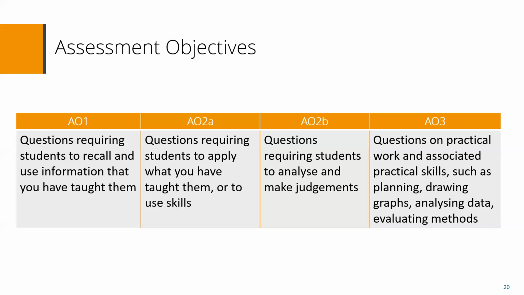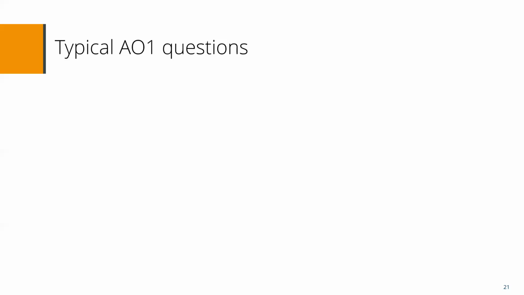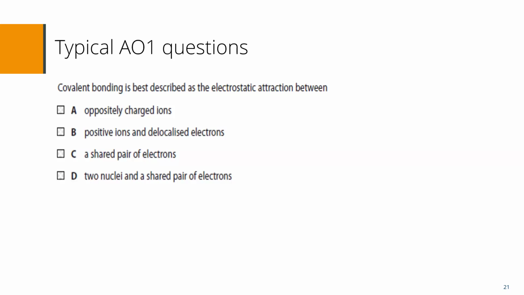That way, the level of demand and degree of difficulty is kept very much the same, and it enables you to know what the makeup of the paper is, so it gives you some confidence and the students some confidence about knowing what sort of makeup the paper will have from one year to the next. So let's have a look at some typical AO1 questions. There is one, a multiple choice question.